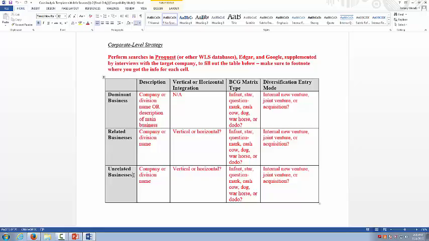And then I don't actually know the answer to this question, but I want you guys to do a little research in ProQuest or Google. Find out whether Amazon bought a distribution company and called it Amazon Prime, or whether they actually made it themselves. I want you to research it and find out. And then finally, unrelated business.